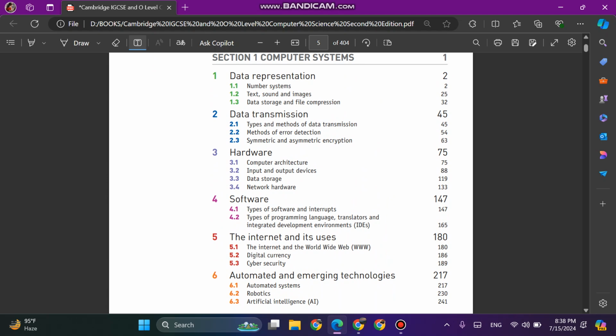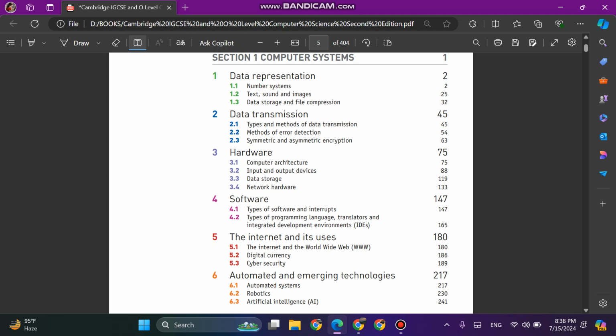Chapter number 1 is data representation, and in this chapter you will learn about binary numbers, hexadecimal numbers, octal numbers, and denary numbers. You will also learn about sounds and images, how your computer understands images, sounds, and text, and how the computer translates them into computer language. Then data storage and file compression. File compression means reducing the file size, and what are the drawbacks and advantages of reducing the file size, or increasing the file size.